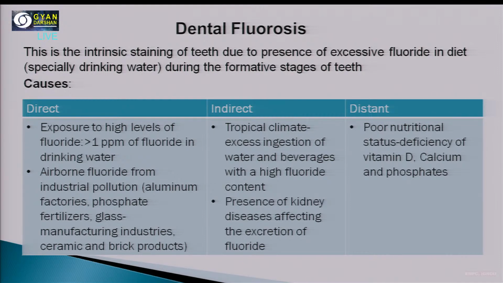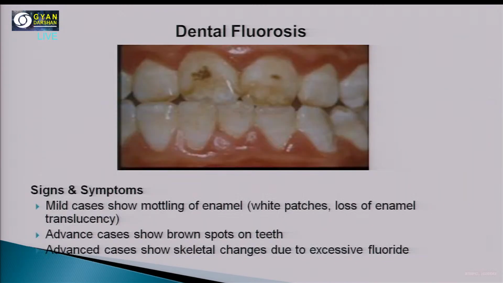The dental fluorosis could be due to a direct exposure where the levels of fluoride are more than 1 part per million in drinking water, or it could be indirect, that is where there is a tropical climate and there is excessive ingestion of water and beverages which have a high fluoride content. Or it could be a distant cause, which could be due to a poor nutritional status, deficiency of vitamin D, calcium and phosphates.